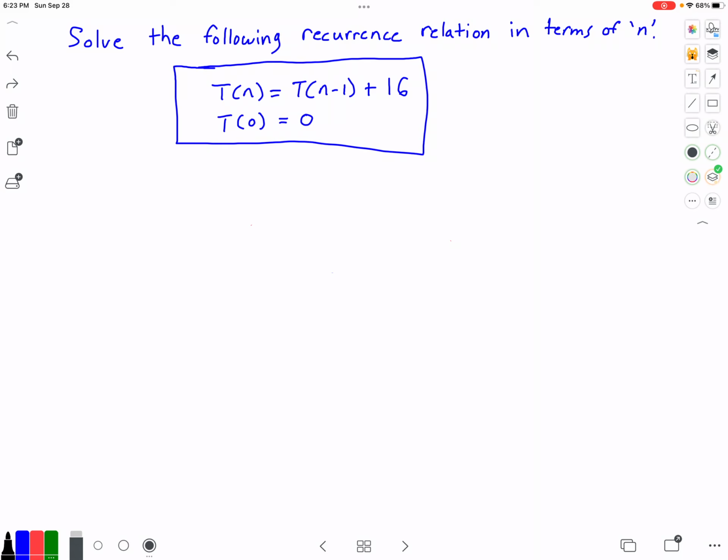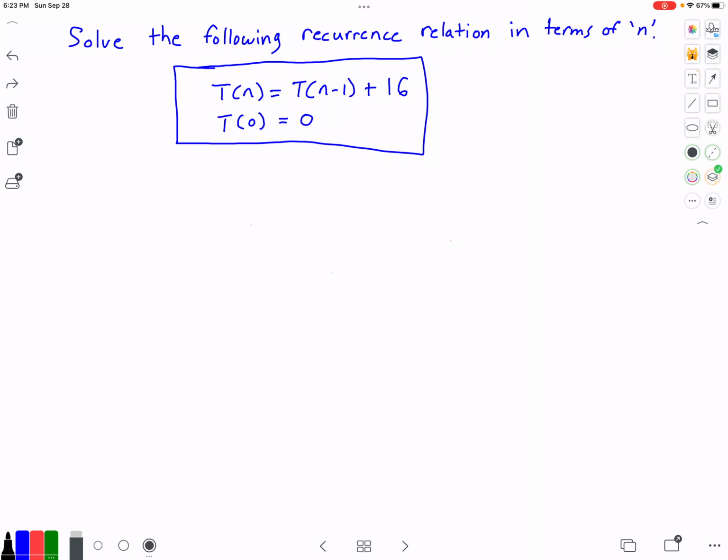In this video, we want to solve the following recurrence relation in terms of n, and I have the problem statement in the blue rectangle here. It states that t of n is equal to t of n minus 1 plus 16. And when our input n is equal to 0, then our function t is equal to 0. All right, so let's go ahead and get started.